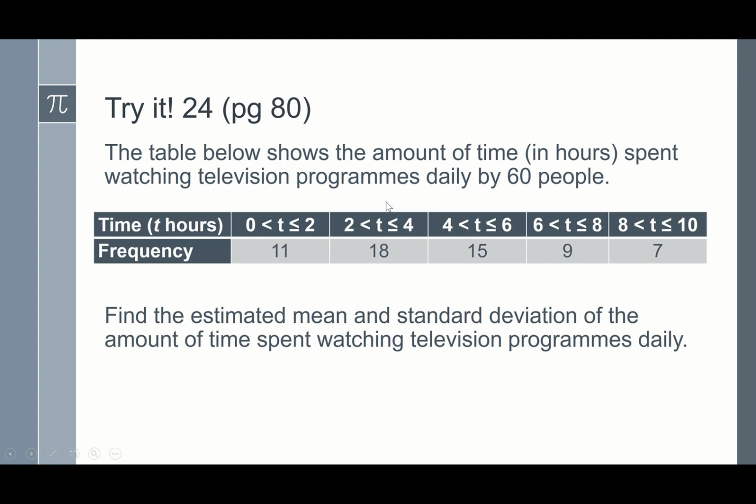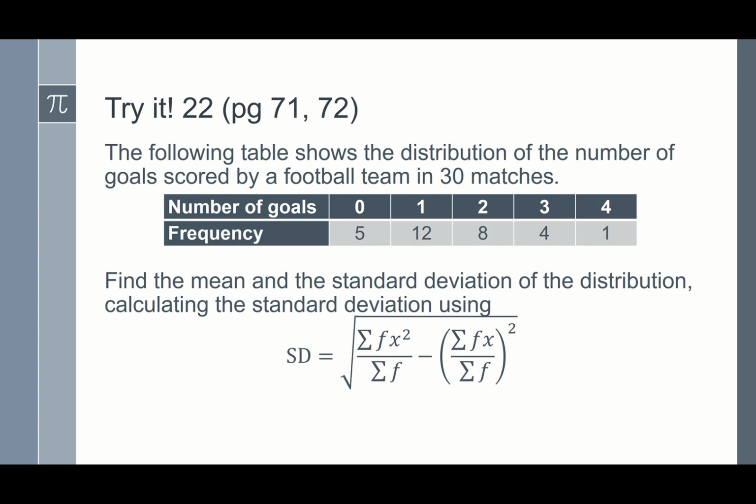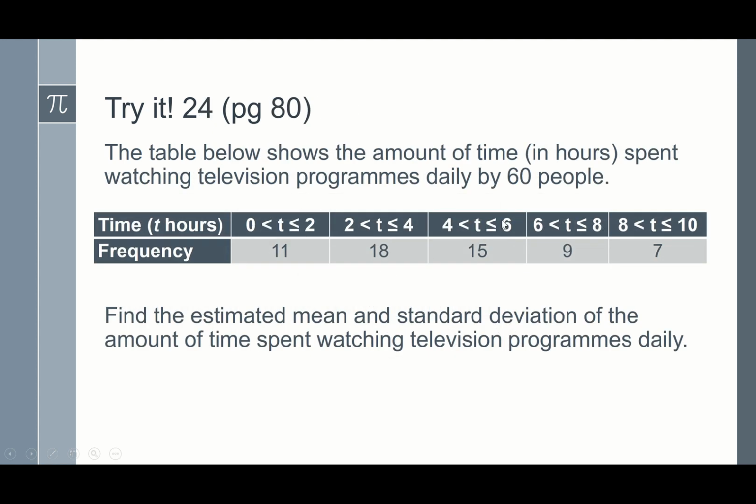How exactly can we find the mean and standard deviation of our grouped data? The problem is that here we have an exact value for x, but over here we don't have any exact value for t. It's a range of numbers. It can be 0, 0.1, 1, 1.1, 2. Which is why I want to highlight the very important keyword in the question itself. If you read the question, find the estimated mean and standard deviation of the amount of time spent watching television programs daily, you realize that the keyword is this word estimated.